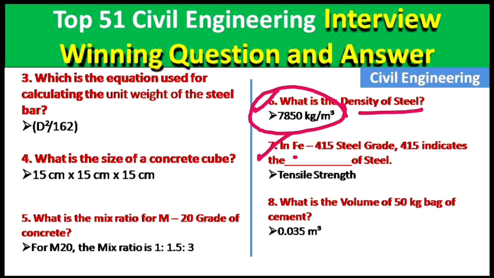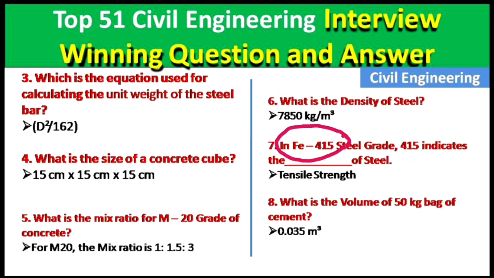Point number 7 is: in Fe 415 steel grade, what does 415 indicate? Guys, this indication is written on the steel, so you have to know the meaning of 415. The meaning of 415 is the grade of steel. It means the tensile strength of steel is how much? 415 kilonewton per mm square.